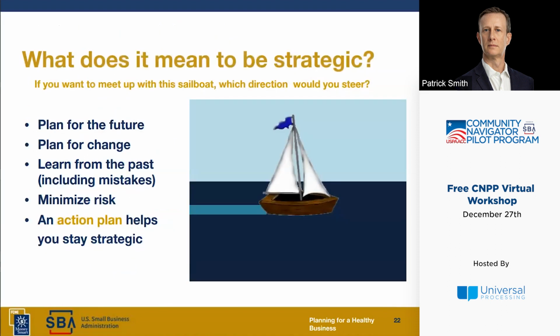So what does it mean to be strategic? If you want to meet up with this sailboat, which direction would you steer? You plan for the future. You have to plan for change. You have to learn from the past, including mistakes. You always want to minimize your risk, and you have to have an action plan that helps you stay strategic.